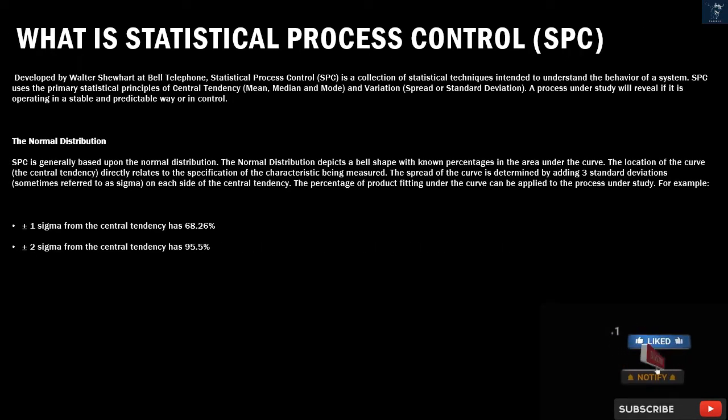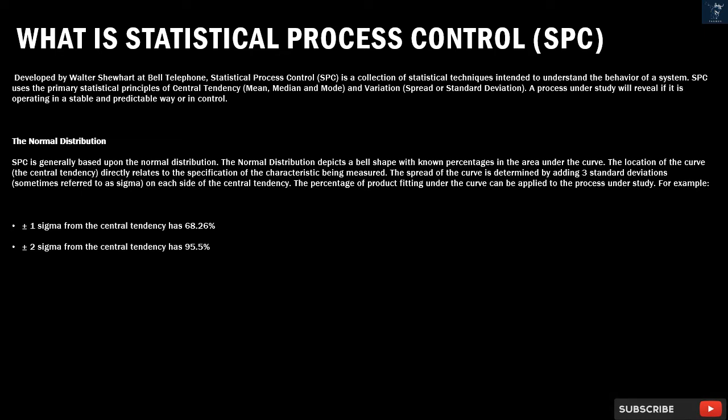What is statistical process control (SPC), developed by Walter Shewhart at Bell Telephone? Statistical process control (SPC) is a collection of statistical techniques intended to understand the behavior of a system. SPC uses the primary statistical principles of central tendency, mean, median and mode, and variation, spread or standard deviation. A process under study will reveal if it is operating in a stable and predictable way, or in control.